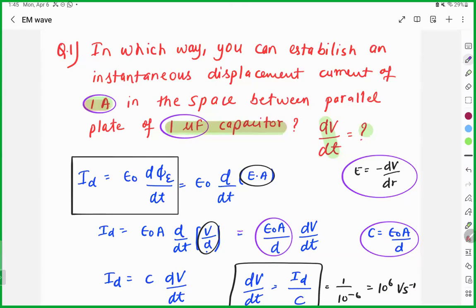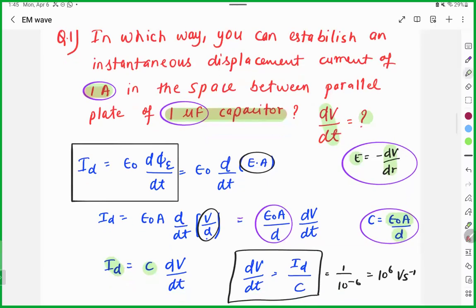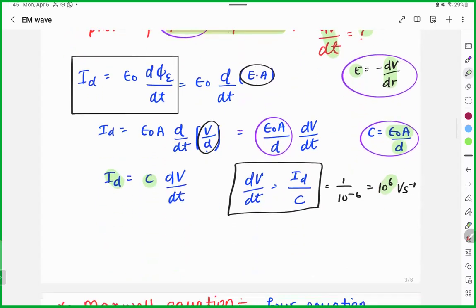The benefit of doing this kind of derivation is that we get to know the different formulas, like C is equal to epsilon naught A by d, correct? Or electric field is equal to dV by dr, correct? So you know the displacement current, you know the capacitance, and you can calculate dV by dt. Correct? So, what was your answer? 10 raised to the power of 6 volts per second, I think. So I think both of you were close.